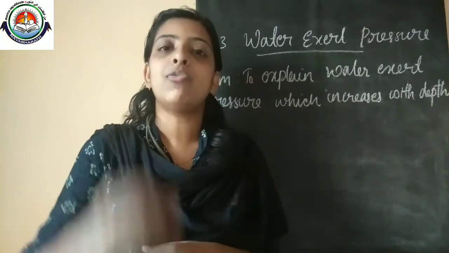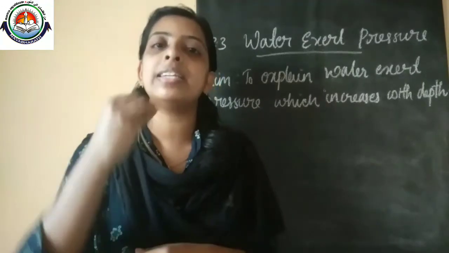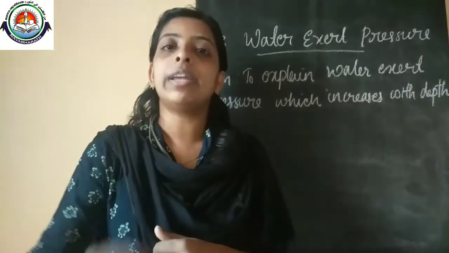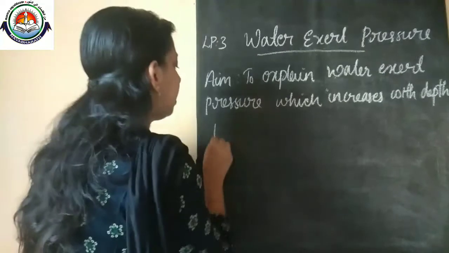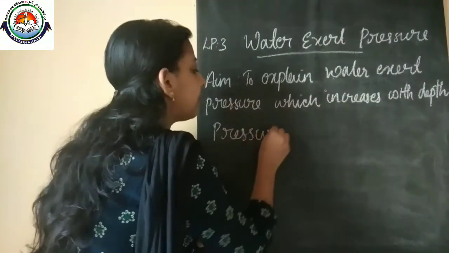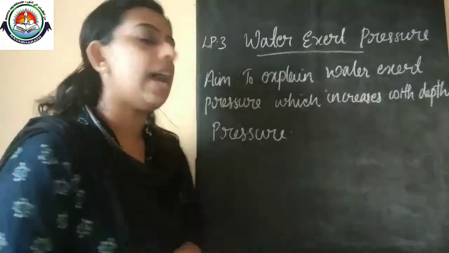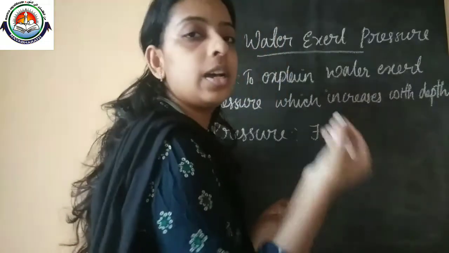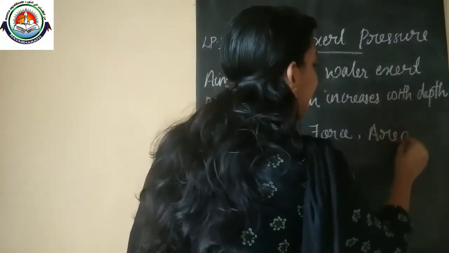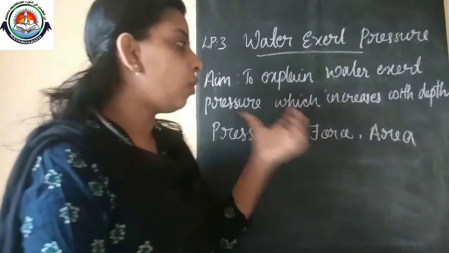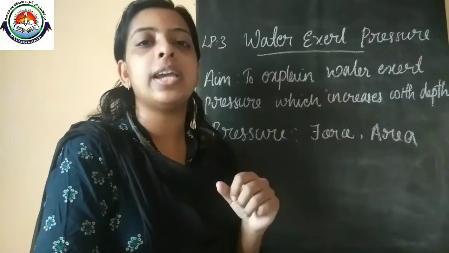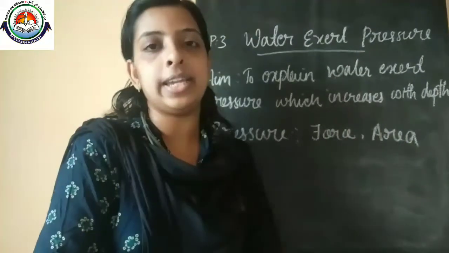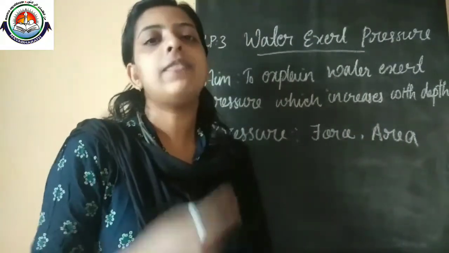That means the force acting on a unit area is considered as pressure. What is pressure? Force acting on a unit area is pressure. And this pressure depends on two factors: force and area. I already told you that pressure means the force exerted on a unit area. How it depends, we can discuss.